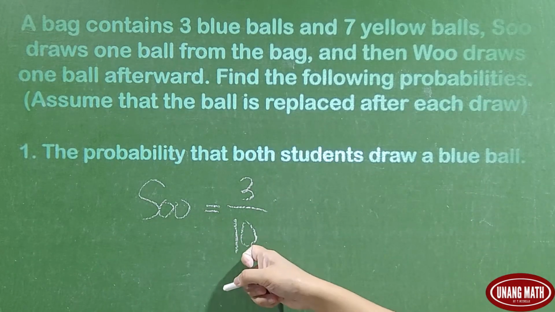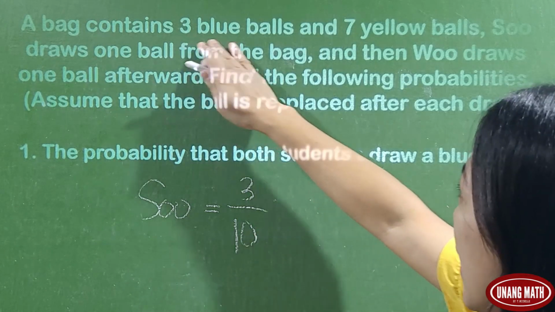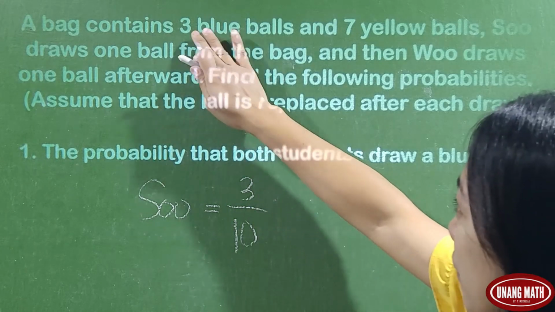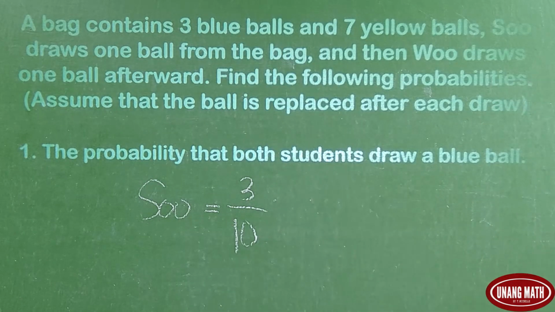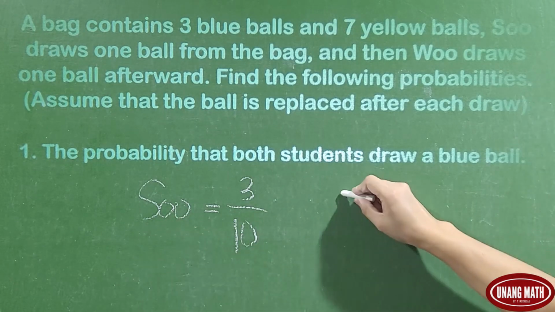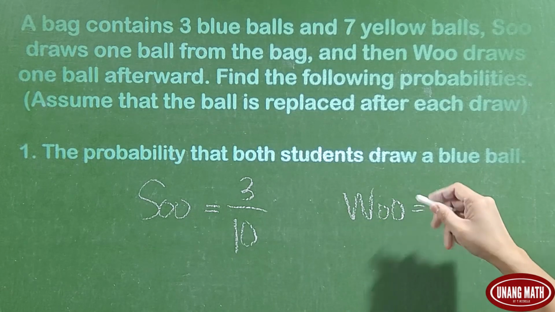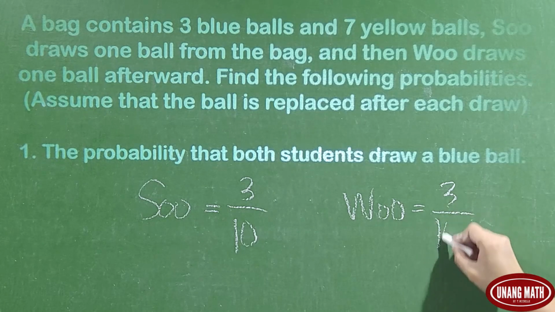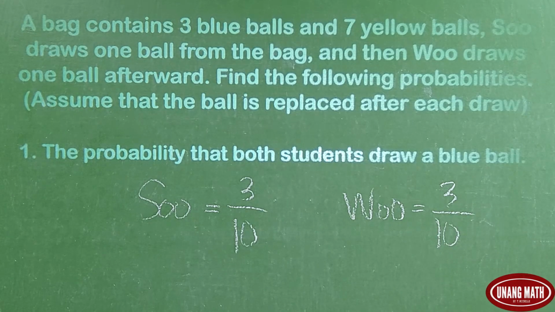Total possible outcomes is 10 because we have 3 plus 7, so 10. For blue balls, we have 3 blue balls. So, we have here 3 over 10. That's the probability for Sue's case. What about for U? Okay, again, same condition. So it means this is also 3 over 10.